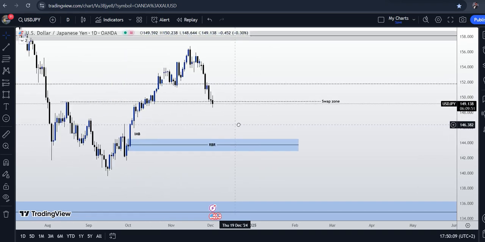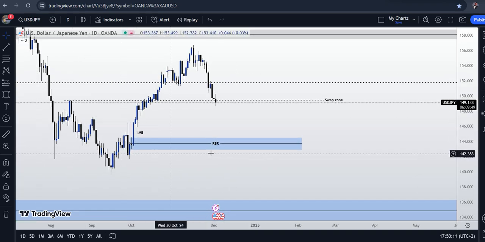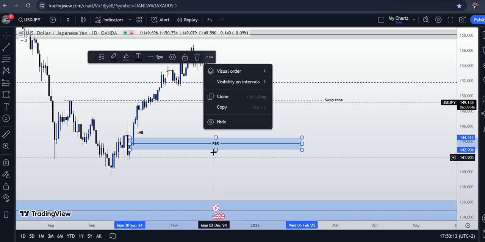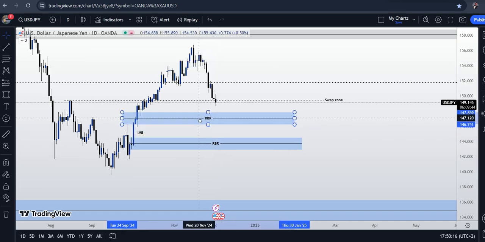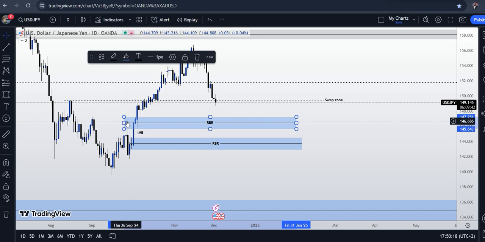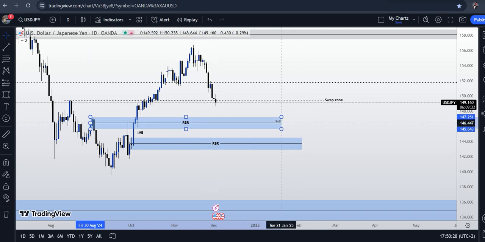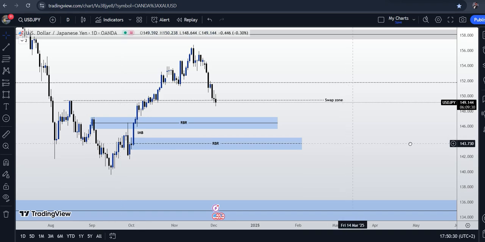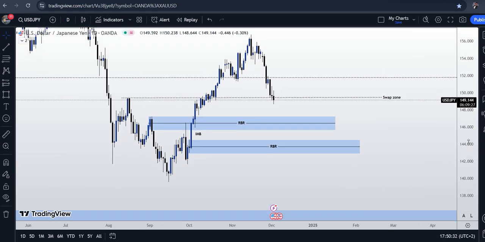Right here, I can also see another important rally base rally here. There's a rally base rally here as well. So this is also a swap zone because price respected the support here, and price hasn't tapped into this demand zone here. Other than that, that's what for now I can see.